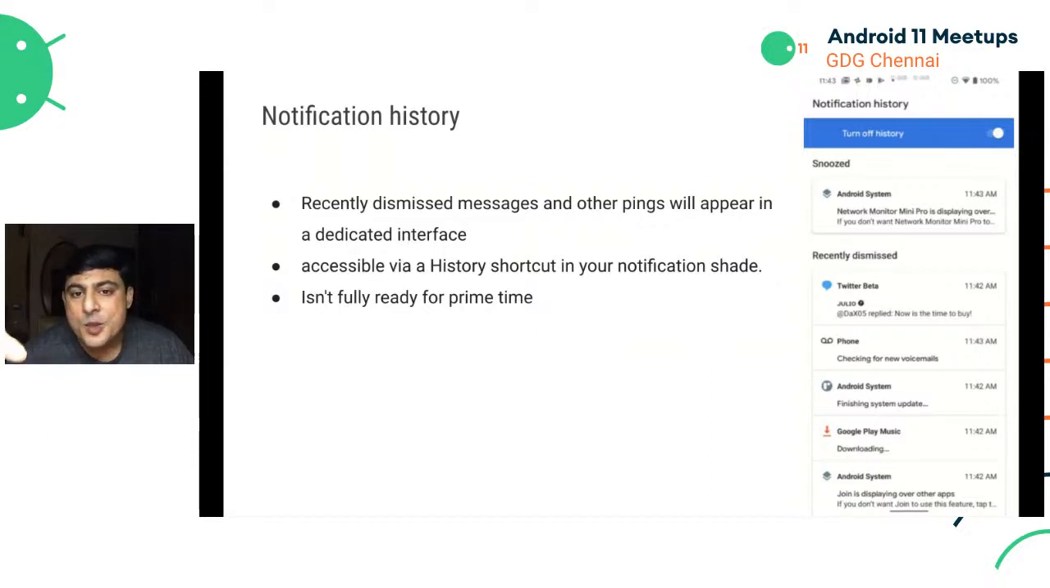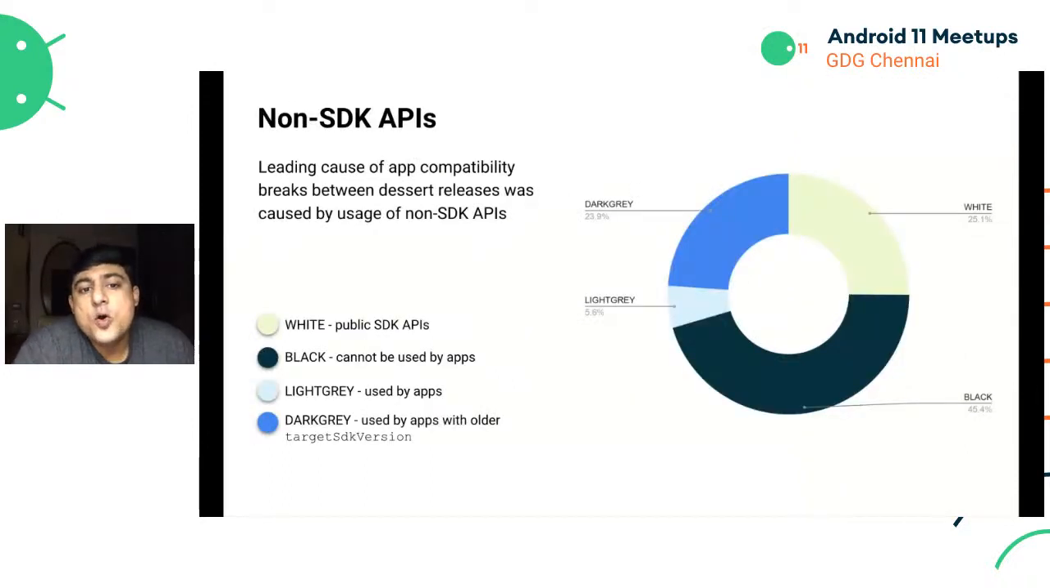But you can expect the functionality to behave very similarly, where if any of your notifications are swiped out, you can always go back to your notification tray and see details of that notification. And lastly, non-SDK APIs.